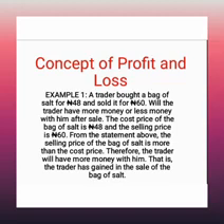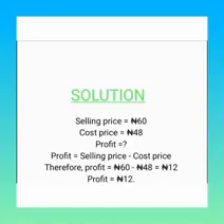From the statement above, the selling price of the bag of salt is more than the cost price. Therefore, the trader will have more money with him, or the trader will have a profit. I told you earlier that profit is when the selling price is higher than the cost price. That is, the trader has gained in the sale of the bag of salt. So let us look at the solution to the example.